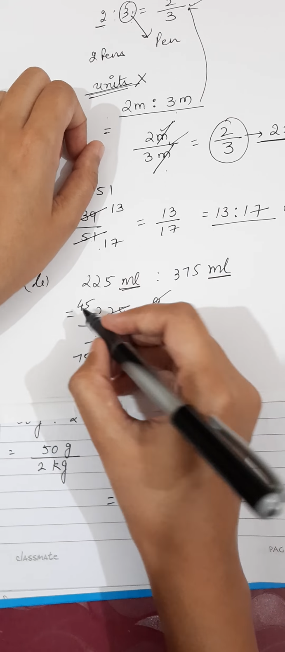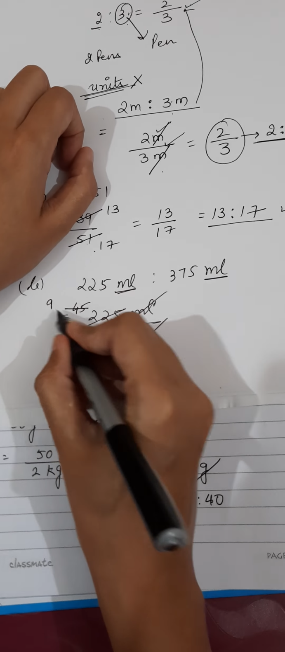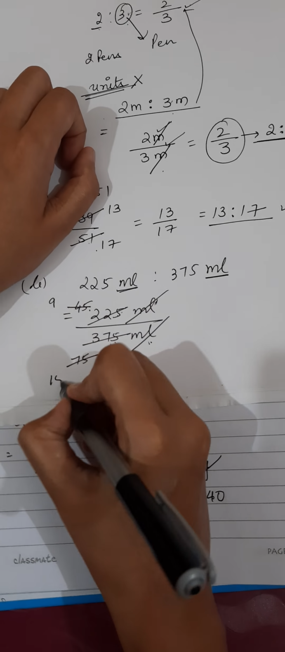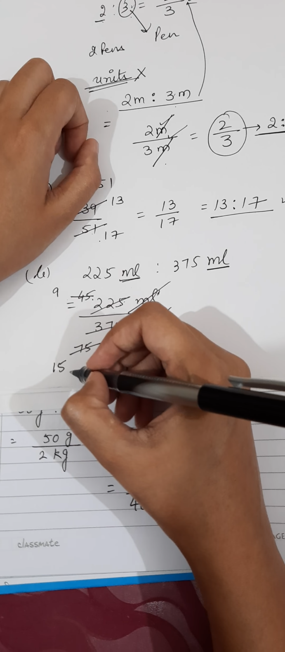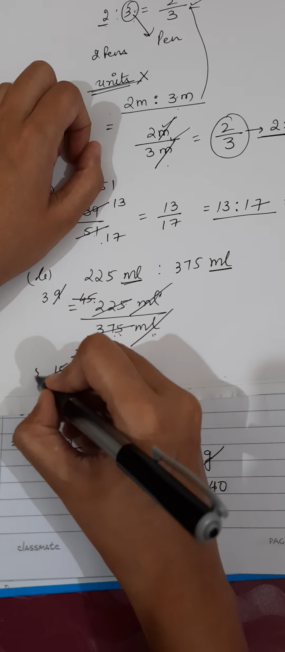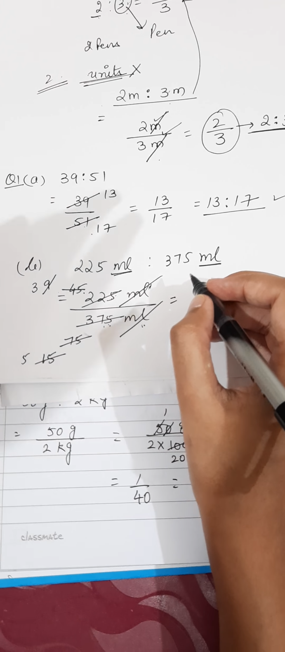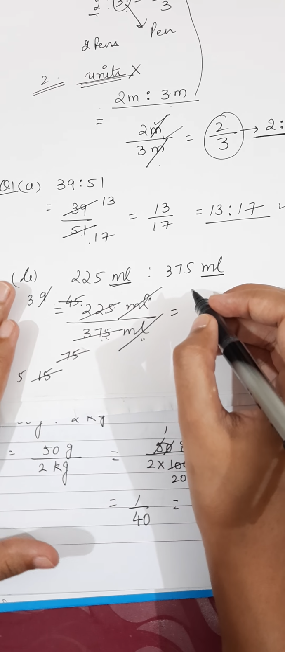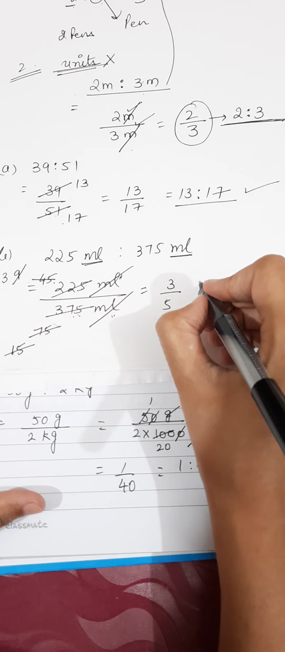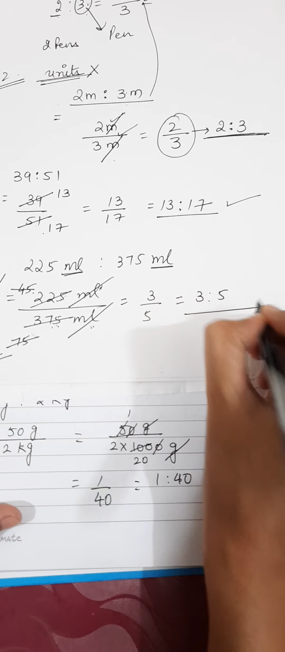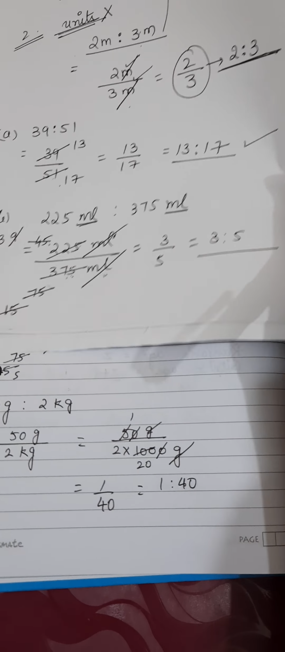75. Next, again I am going to cancel these two on the table of 5. It will go to 9, 5 9s are 45, and this will go to 15. Now 9 and 15 are further cancelled by 3. 3 3s are 9, 3 5s are 15. So now 3 and 5 are not further cancelled. That means now I have reached the simplest form. 3/5 is the simplest form, and the simplest ratio will become 3:5, which cannot be further cancelled. Okay, so this was your B part.